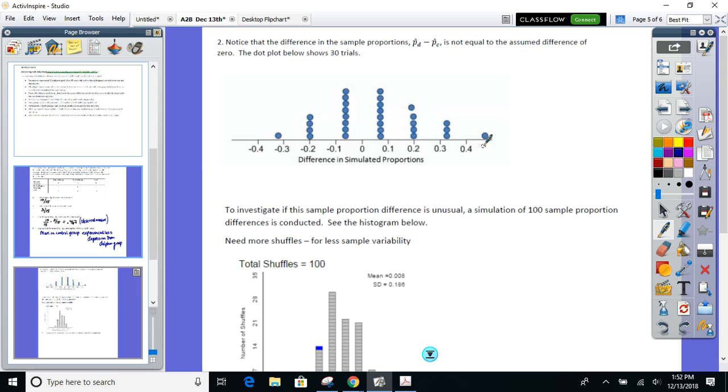But again, is 30 good enough? No, we need more. So then we went online and did 100 shuffles. That's what's on the next page, so go ahead and go to the next page.